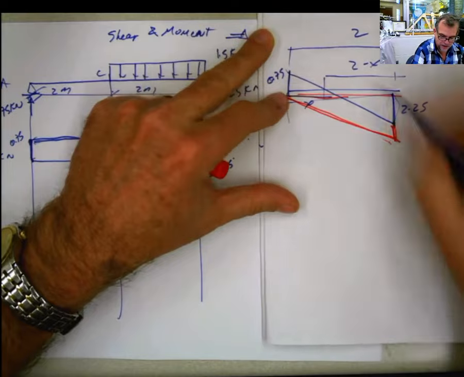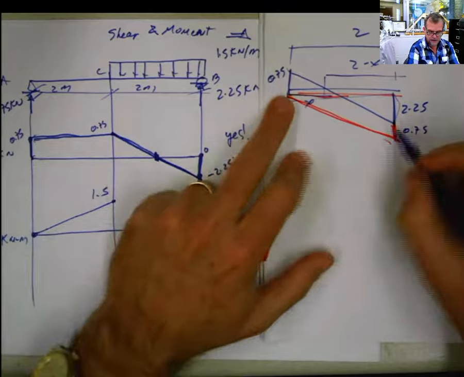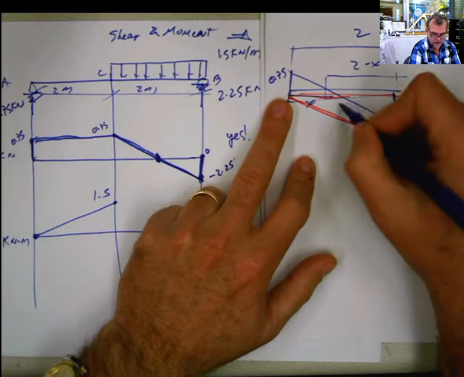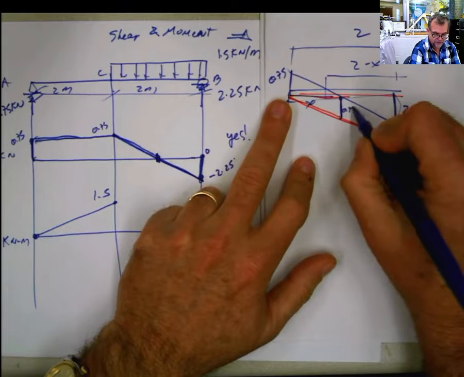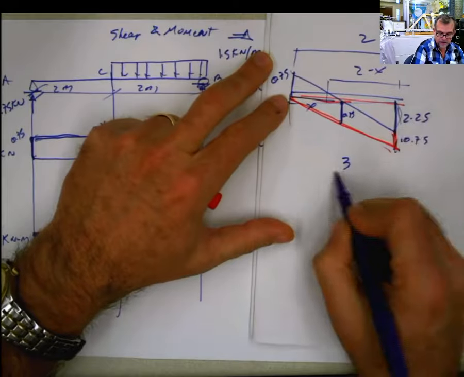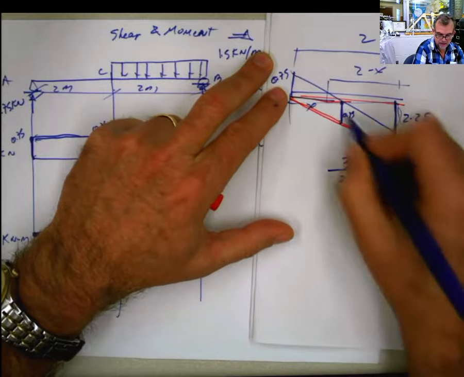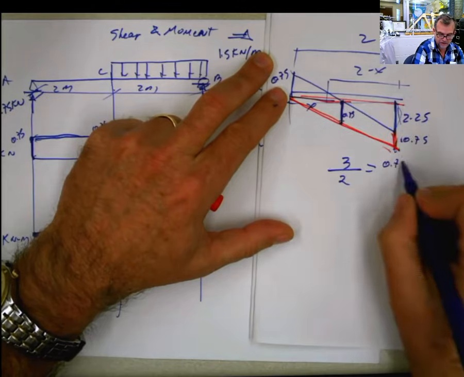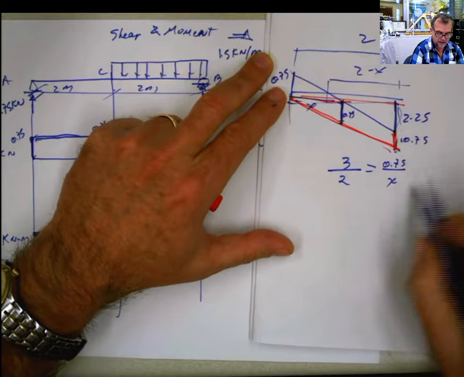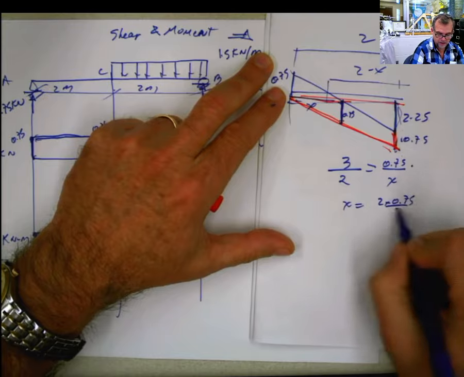So this is 0.75, this is gonna be 0.75 here, right? And this is 0.75, this is gonna be 0.75 here. So the total distance here, and this is gonna be also 0.75 here, because these two lines are parallel. So I can compare now this, which is 3, is up to this, which is 2, as this, which is 0.75, is at this, which is x. And then I solve x, and x is gonna be equal to 2 times 0.75 divided by 3, which is 0.5.